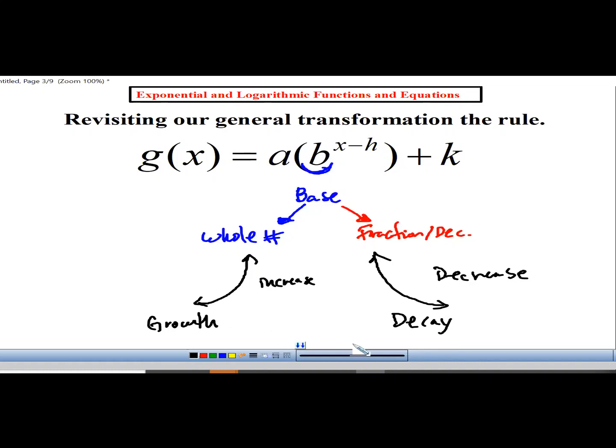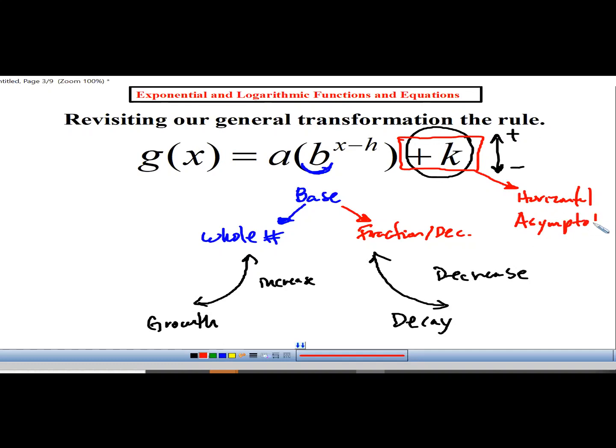And the rest of the parameters we should know by now, yes? So look at k. What did we say k does to the entire function? Well, if it's a constant and it's positive, it goes up. But if it's negative, the whole function goes down. Also, I'm going to box k in red, and it plays a second function. What was the second function that it played? It's our horizontal asymptote. Asymptote, yes.